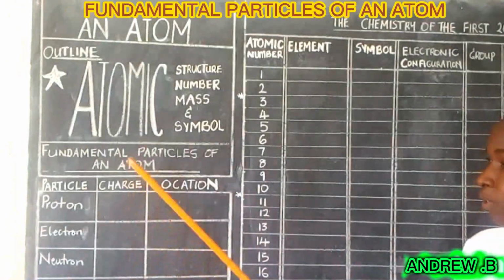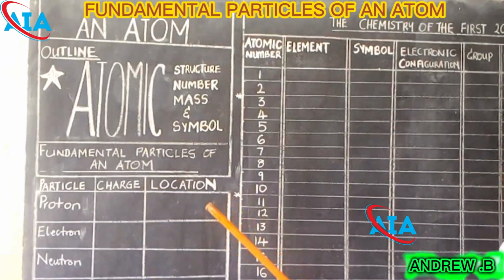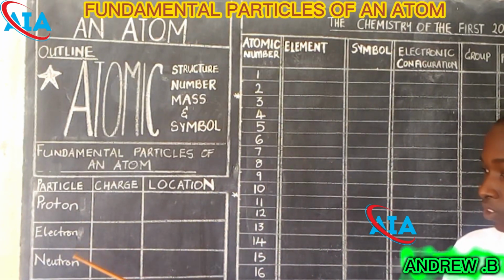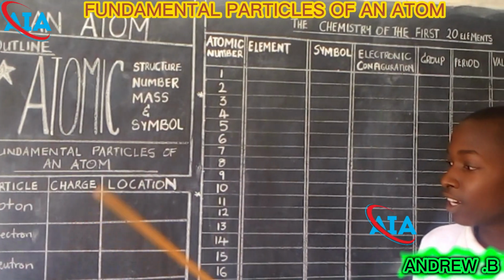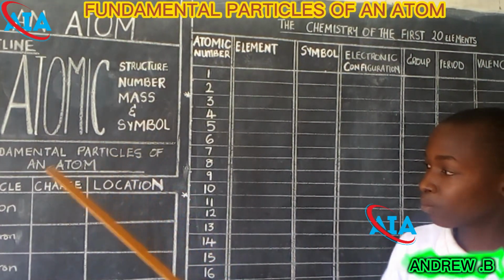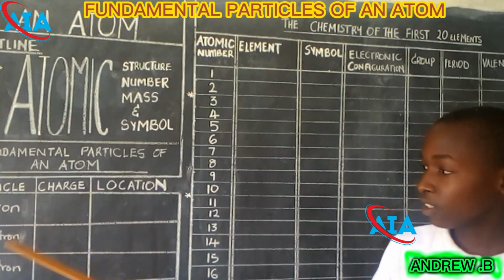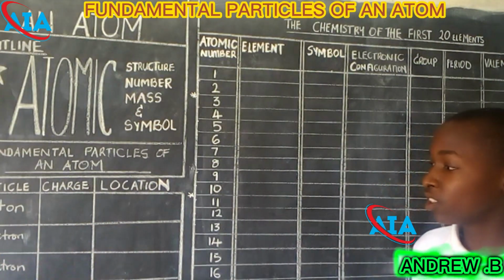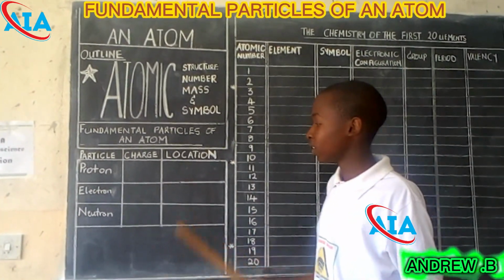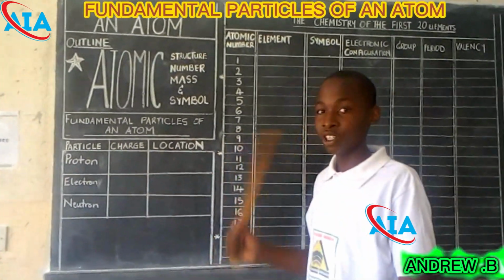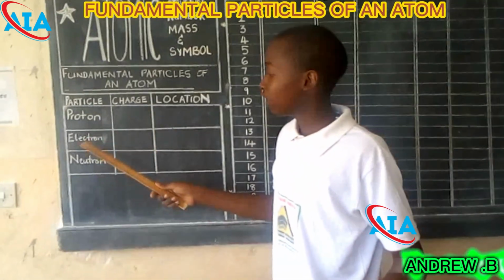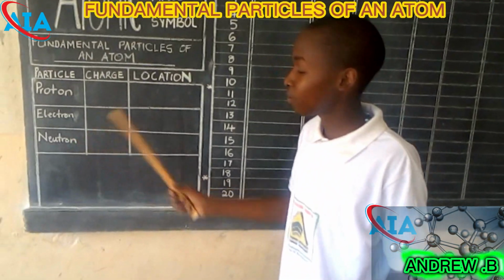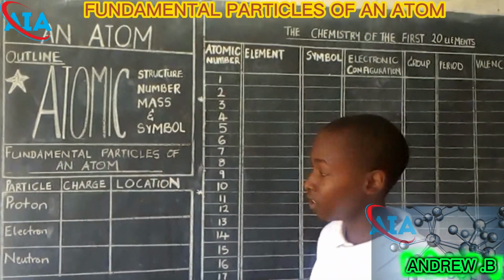We're going to talk about the fundamental particles of an atom. Fundamental particles of an atom include the protons, the electrons, the neutrons, and their charges. The proton is positively charged, the electron is negatively charged, and the neutron has no charge. So where are these particles found? The protons are found in the nucleus of an atom, the electrons are found in the energy levels of an atom, and the neutrons are found in the nucleus of an atom together with the protons.